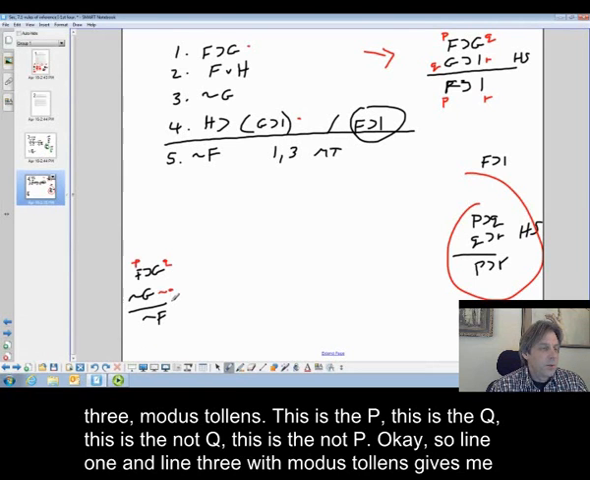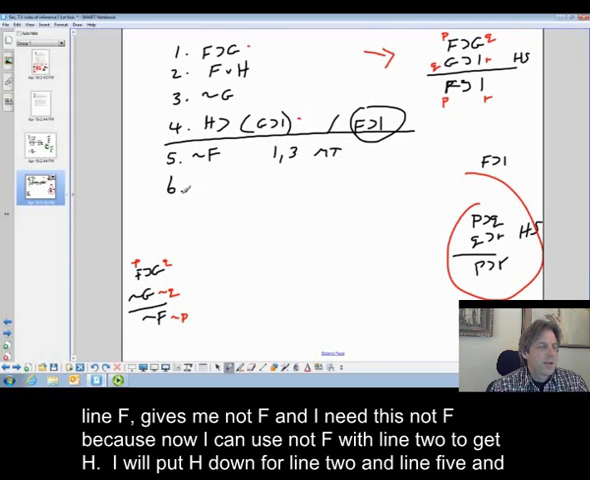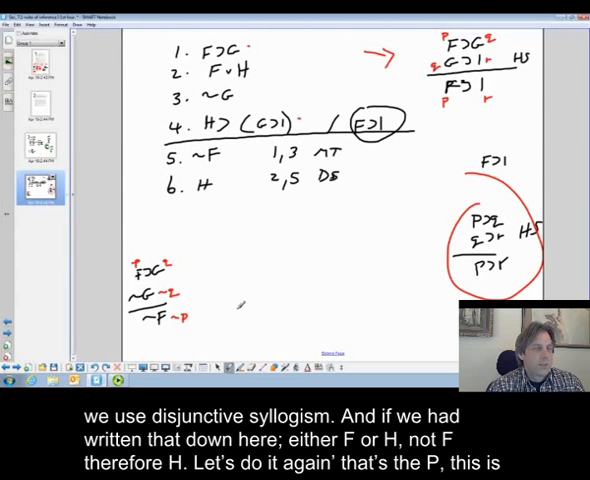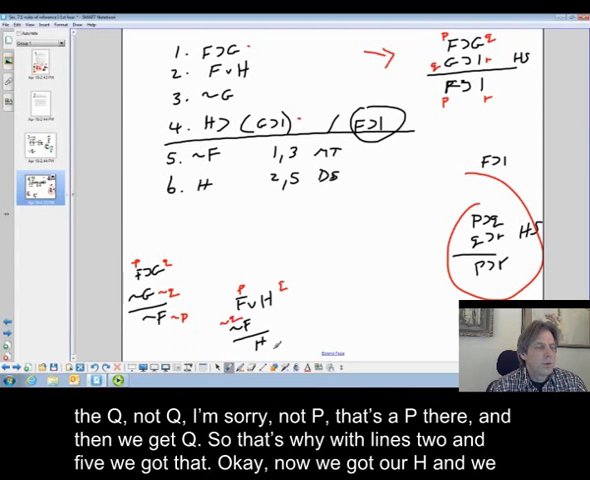This is the P, this is the Q, this is the not Q, this is the not P, right? Okay, so line 1 and line 3 with modus tollens gives me line 5, not F. And I needed this not F because now I can use not F with line 2 to get H. I will put H down for line 2 and line 5, and we use disjunctive syllogism, right? And if we wrote that down here, either F or H, not F, therefore H. Okay? Let's do it again. That's the P, this is the Q, not Q, and then, I'm sorry, not P, that's a P there, and then we get Q, okay? So that's why with lines 2 and 5 we got that.